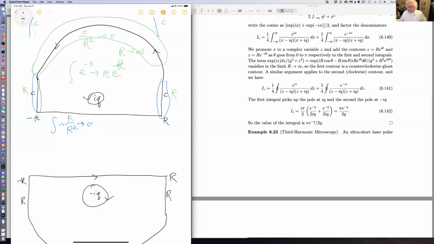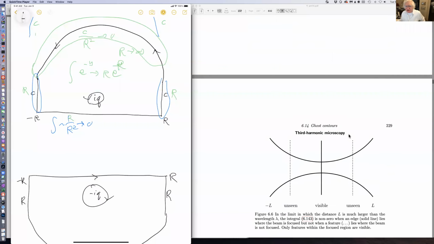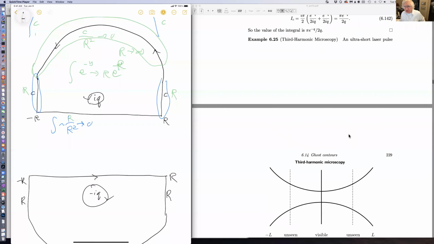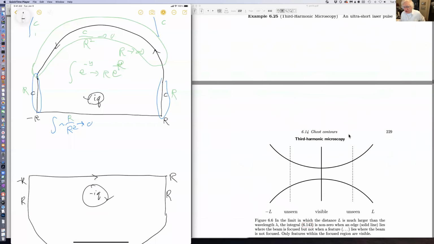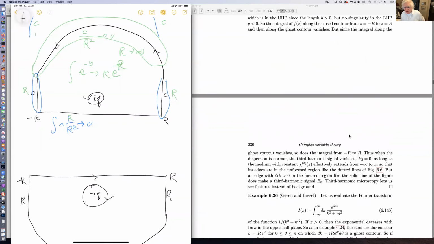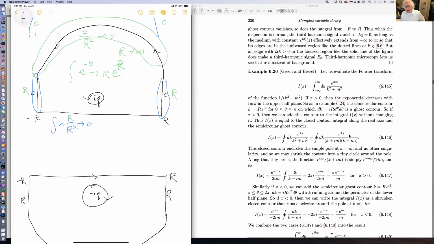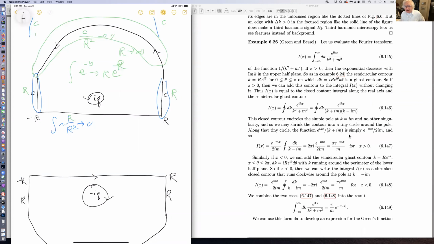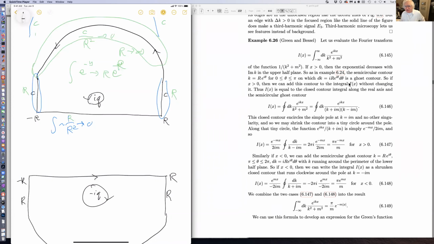Let's see. Here's an example of third harmonic microscopy. So if you're in either biophysics or optics, you might want to work through that example or ask me tomorrow and I'll do it. Here's yet another example, which is almost exactly the one I just did. The difference is we just have one exponent.